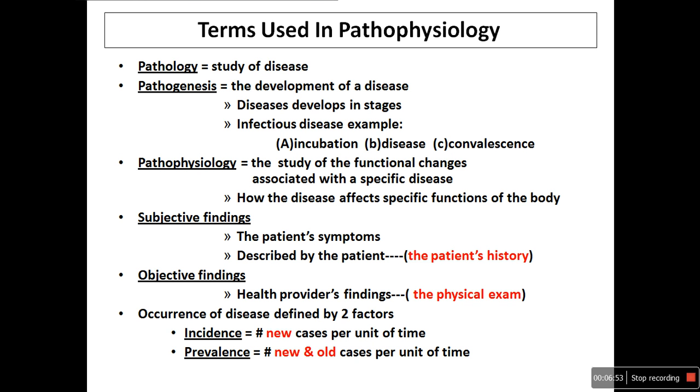The prevalence, number of new and old cases per unit of time. So incidence is the number of only new cases, but the prevalence is the number of the new and old cases per unit of time، عدد الحالات الجديدة والقديمة لكل وحدة من الزمن. الانسيدنس عدد الحالات الجديدة فقط لوحدة من الزمن.